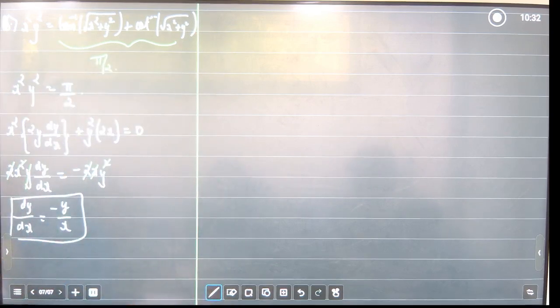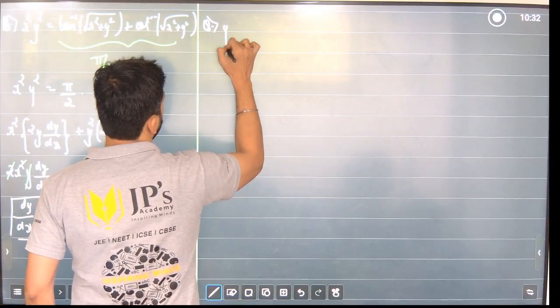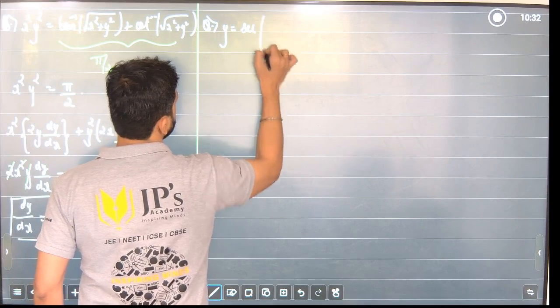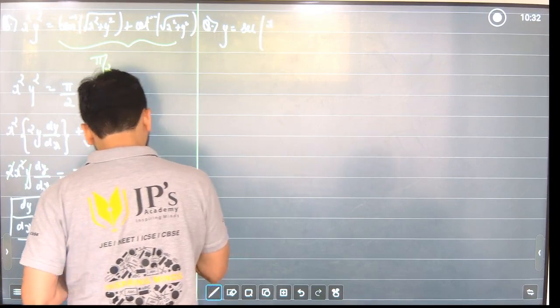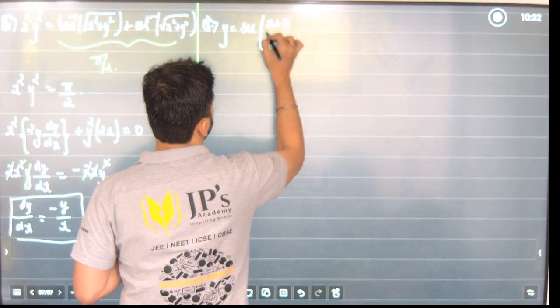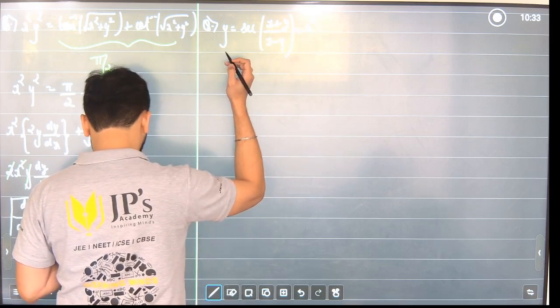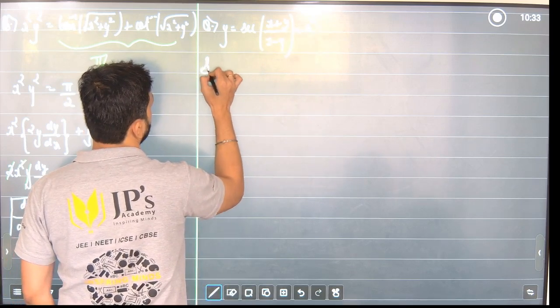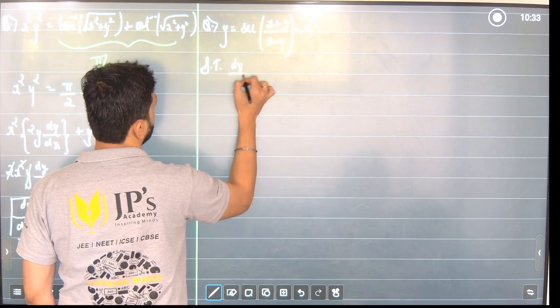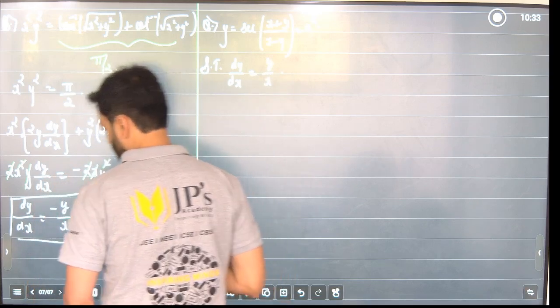Now, since we know inverse formulas, since we know all the formulas, my next sum becomes like this. For example, sec inverse of x plus y upon x minus y is equal to a square. Show that, I'm telling you, I have to prove this: dy by dx equal to y by x.